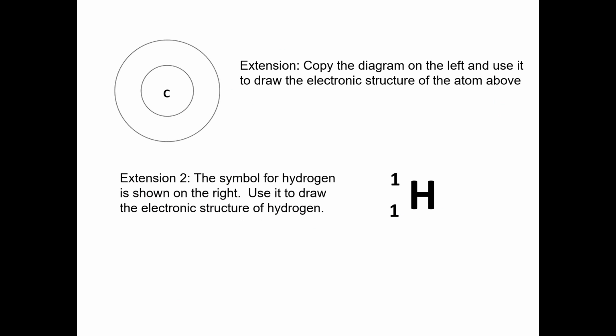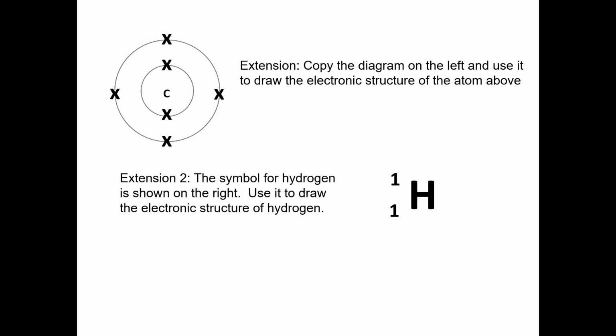Okay, first part of the extension work was copy the diagram on the left and use it to draw the electronic structure of the atom. The atom was carbon. Now often we see atoms like this drawn with the element symbol inside. You don't need to, but it's useful. Hopefully you had something like this. 2 electrons in the first shell and 4 in the outer shell or the second shell.